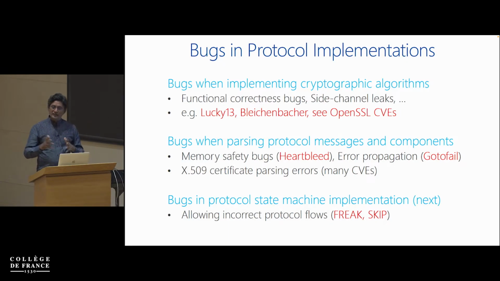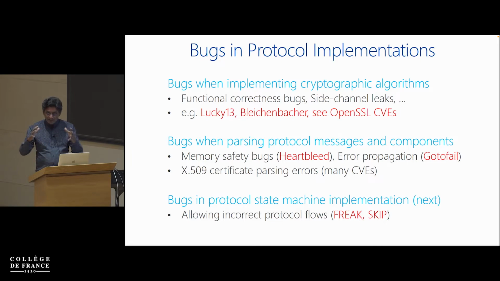But let's go above the crypto layer. When you're parsing protocol messages, there might be bugs in that code. And there could be memory safety bugs like Heartbleed, which happens when you're parsing the heartbeat message. Or you've parsed the message, but then you have an error, so you have to propagate the error, but you mess up how you propagate it. This is a famous Apple bug called goto fail. You can search for it.